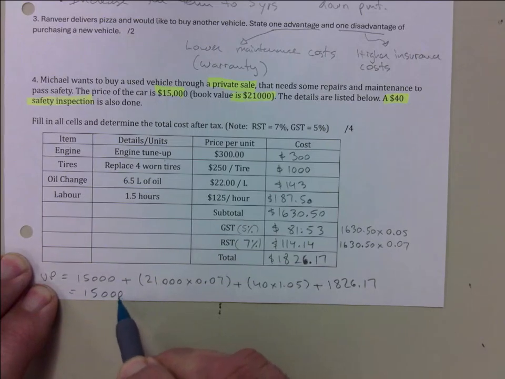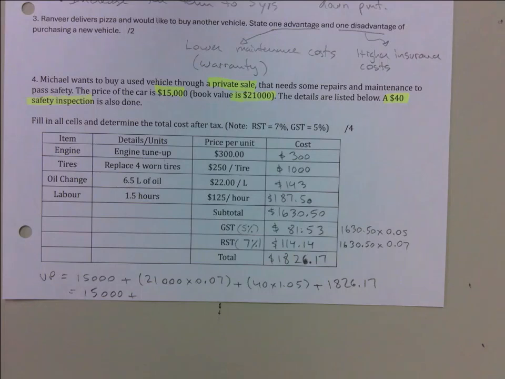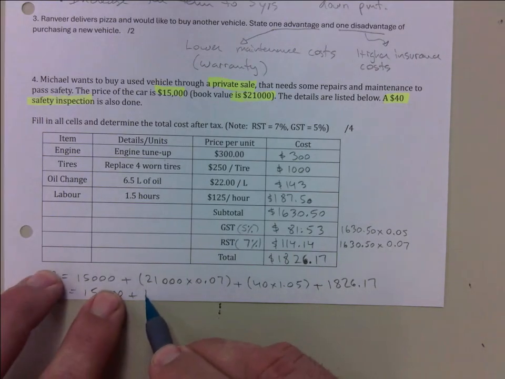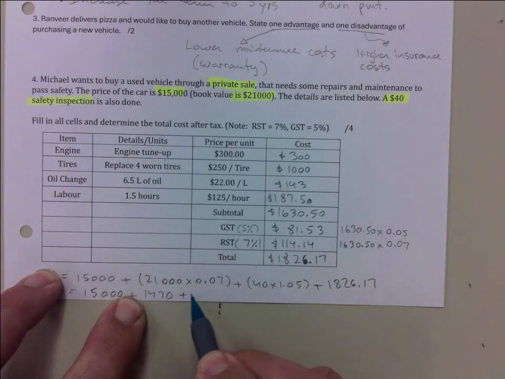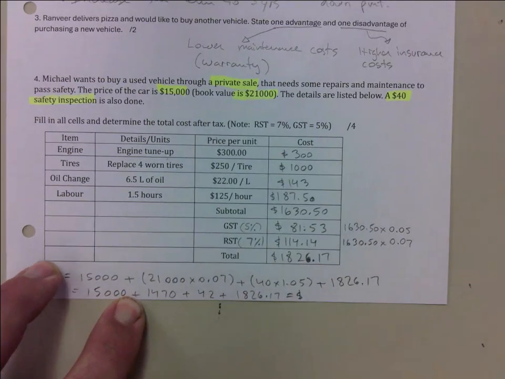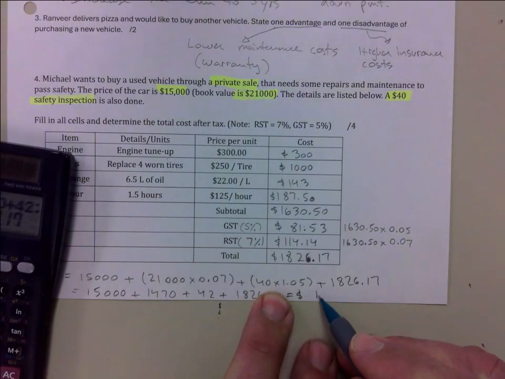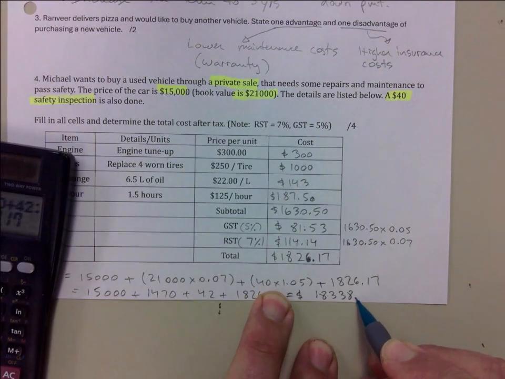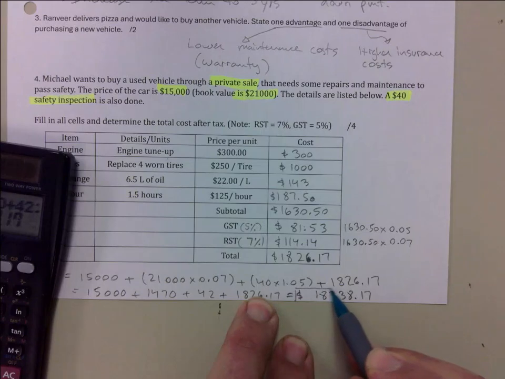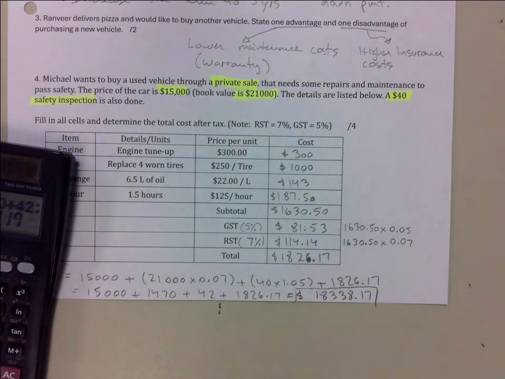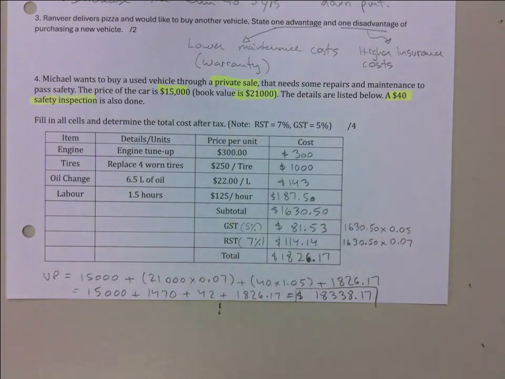So 15,000 plus, give me 1 second here. That's 1470, that is 42, and 1,826.17. So if you wanted to do the whole thing with parts and labor, give me one moment. That's 18,338.17. Okay. That is your grand total if you did that.